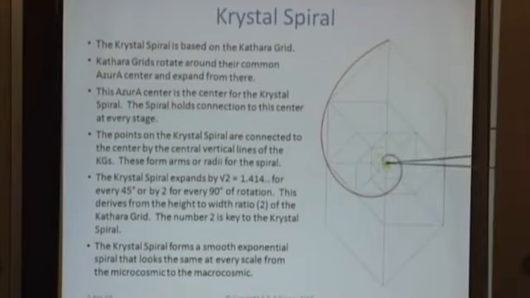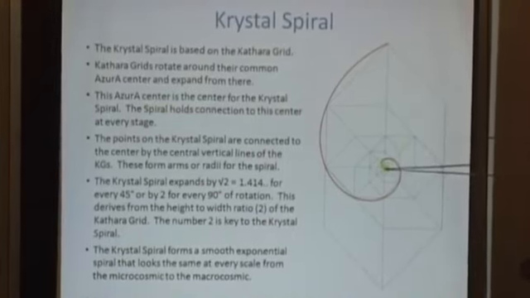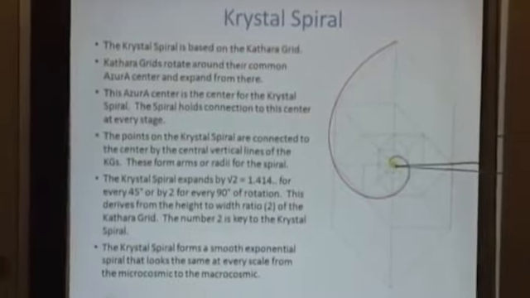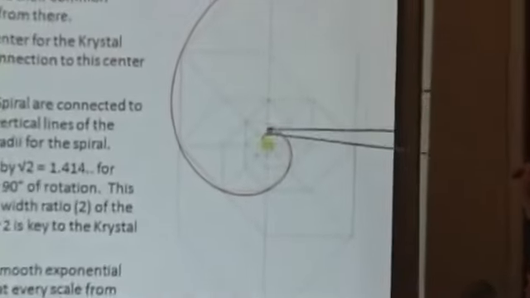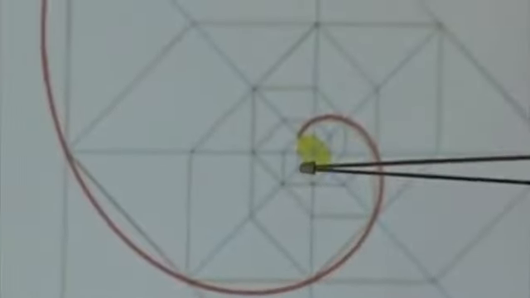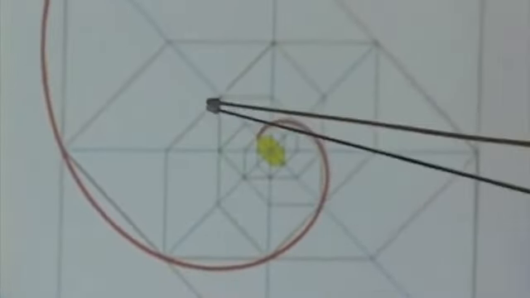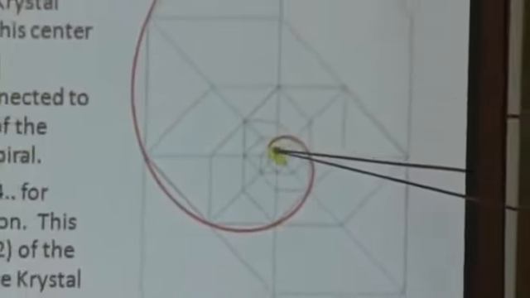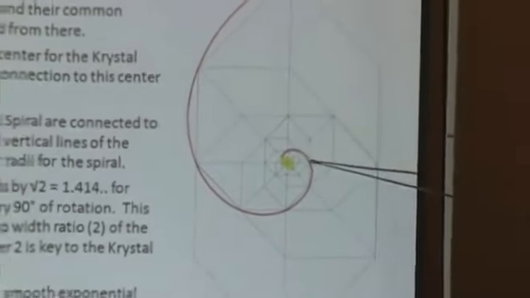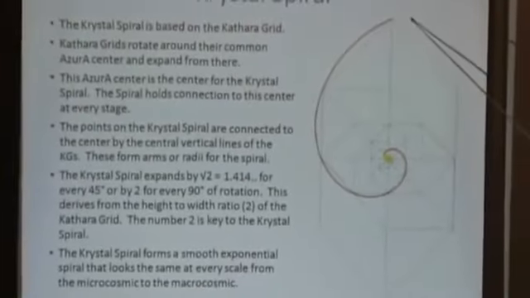The center of the guitar grid is also the center of the spiral. All the guitar grids are rotating about a common center point, and this point has direct connection to source. So all the guitar grids have a common center point, and this also is the center point for the spiral. And each point in the spiral is connected through the center point, through the central vertical column of the associated guitar grid, and that forms a radius or an arm for the spiral. So these are the blue lines. You can see them here as they expand outwards from the center to here, to here, to here, and so on, all the way out.